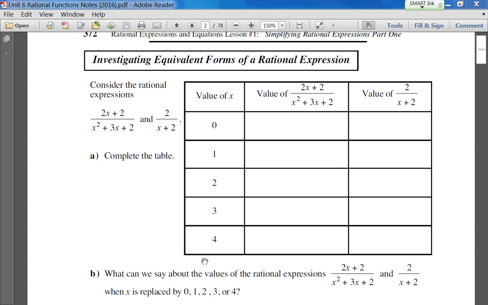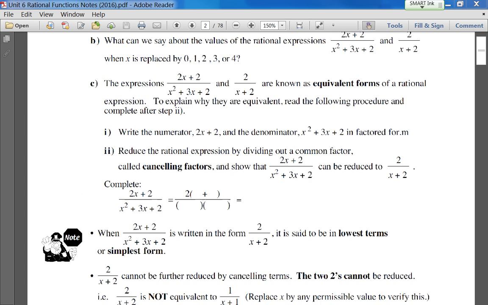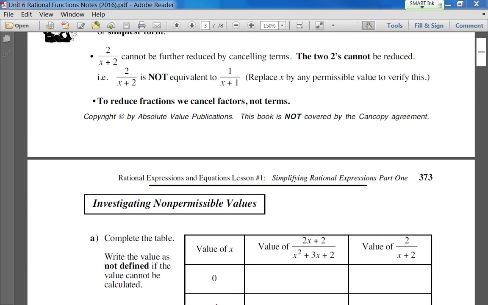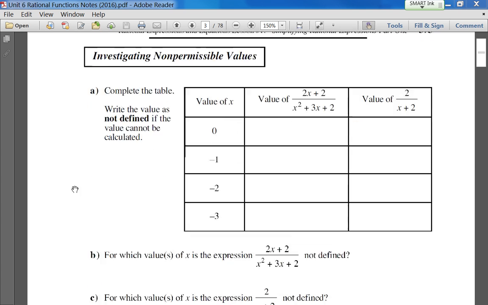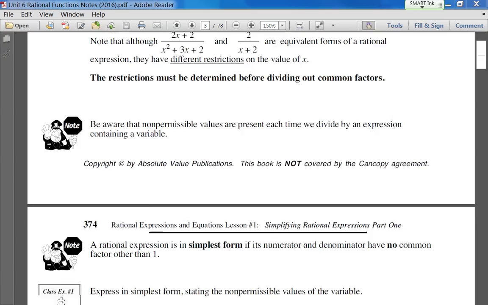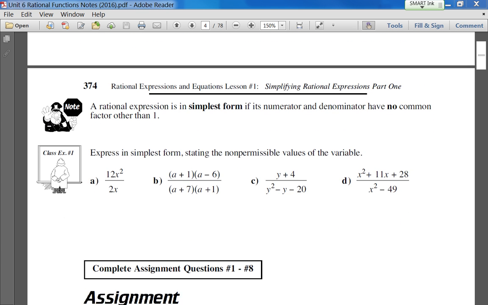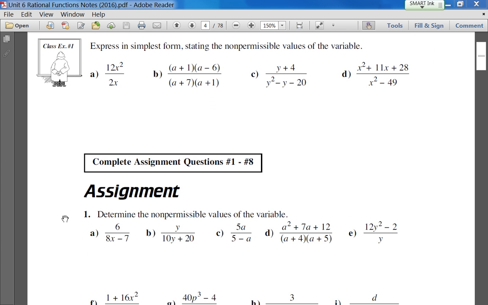I don't want to do the exploration. We're just going to talk about it. Okay. So class example 1. Yeah, we're going to do 2 lessons today.